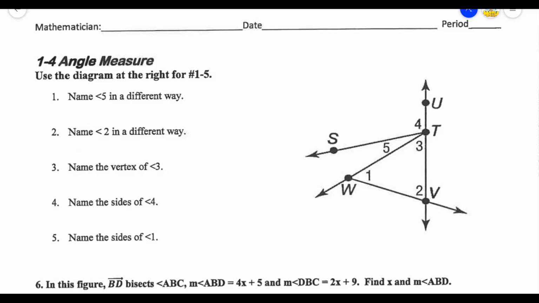So name angle 5 in a different way. So where's angle 5? He's right here, right? What's another way to name angle 5? It's this angle right here. Okay, how else could we name that angle? So hopefully we said that that would be angle STW. Okay, another way to name angle 5. Let's try the same thing for angle 2. What's another way to name angle 2? He lives right here.